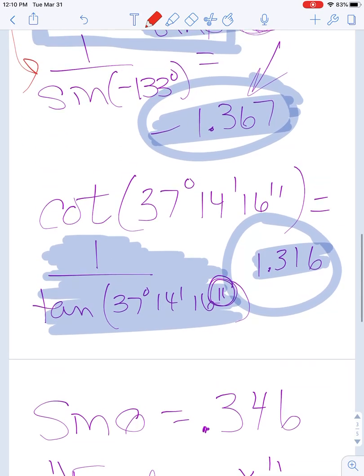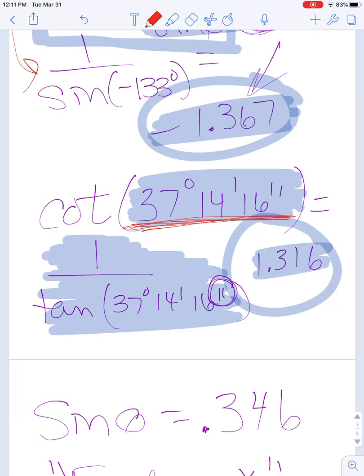So cotangent. Cotangent of 37 degrees, 14 minutes, and 16 seconds seems kind of like a crazy angle. That's called degrees, minutes, and seconds. I just wanted to do one example with that. First of all, this is just an angle, nothing crazier than 100 degrees, it just looks crazier. What degrees, minutes, seconds does is give you a very precise angle, to a very small fraction.